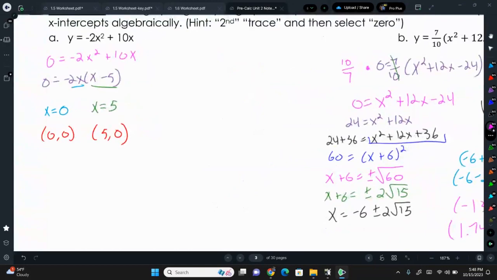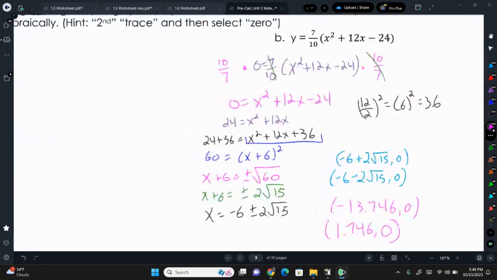Letter A, I don't think we really need the graphing calculator because we got nice whole numbers. But for B, because we got that square root of 15 involved, we did need the calculator to kind of verify it.